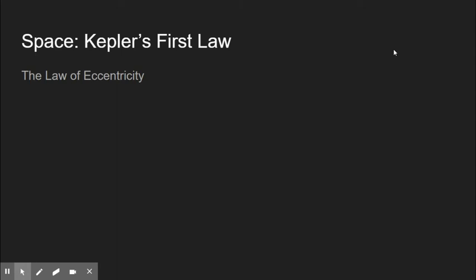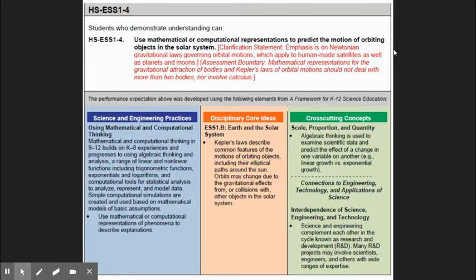We're going to work with a standard, and we're going to see how these different orbits might deviate from that standard. We are working in the HS-ESS1-4 standard, where we are using mathematical or computational representations to predict the motion of orbiting objects in the solar system. So for this one in particular, we're going to be working on the orbits and talking about how round or how elliptical orbits are. So we'll get to that in just a couple of seconds here.